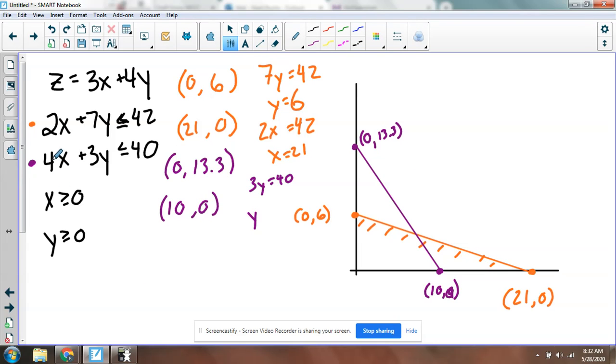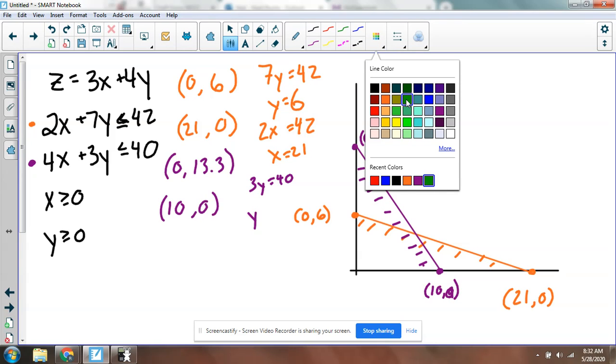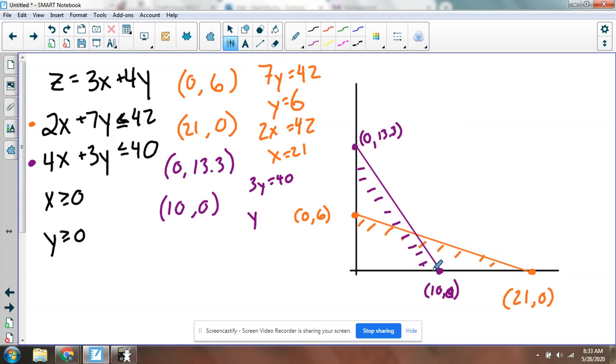Okay, and then test (0, 0). 0 plus 0 is less than 40, a true statement again. So I'm going to shade towards the origin. So there's my shading. So then when I look at the overlap, it's everything below the orange and to the left of the purple. So it's going to be this quadrilateral thing right here.